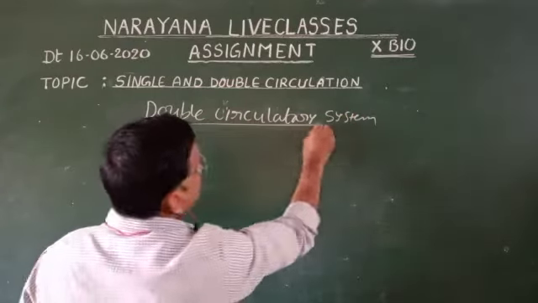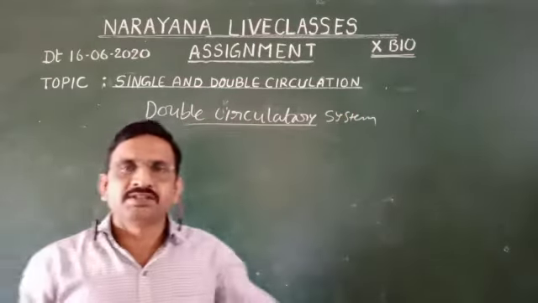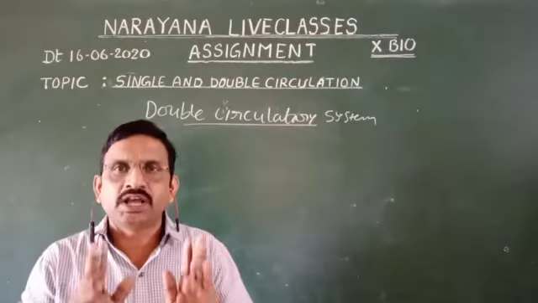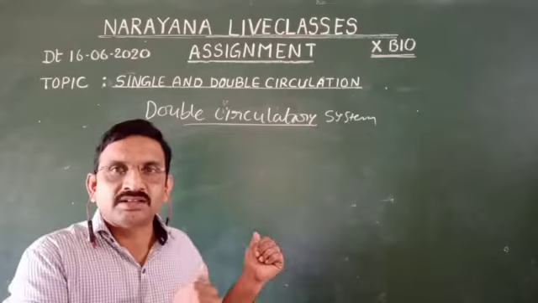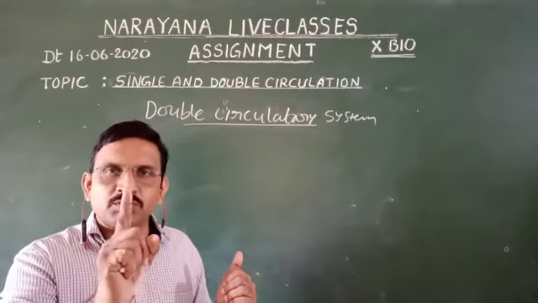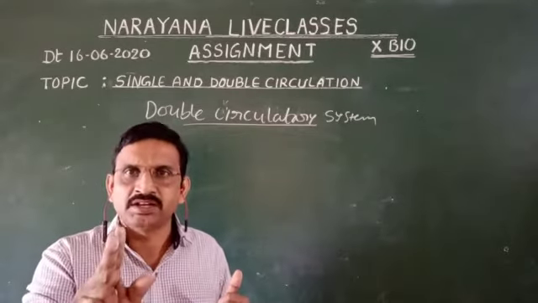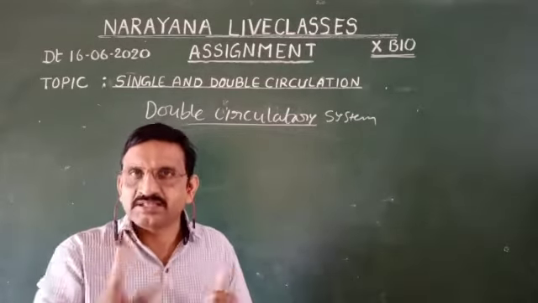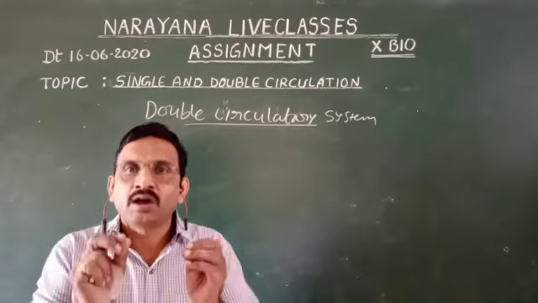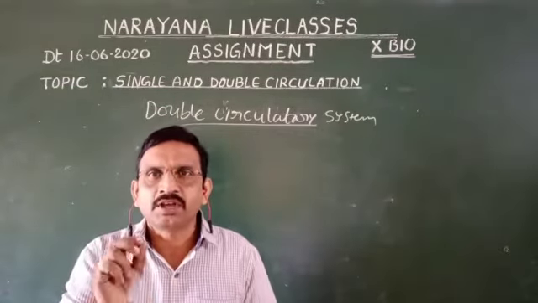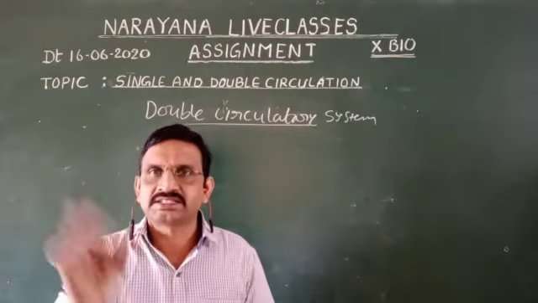Double circulatory system. Here double circulatory system means blood flows through the heart twice. In the first case, blood flows through the heart only once. But here blood flows twice through the heart. Such a type of circulation is called double circulation, and such a type of system is called a double circulatory system.